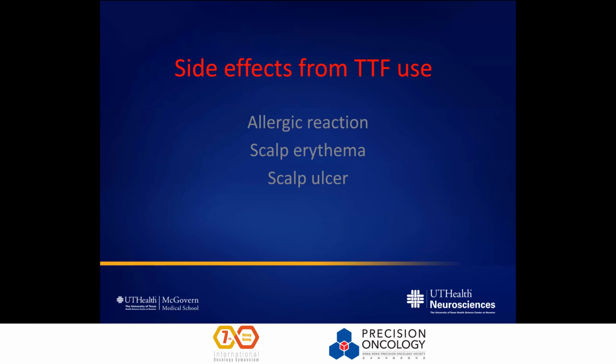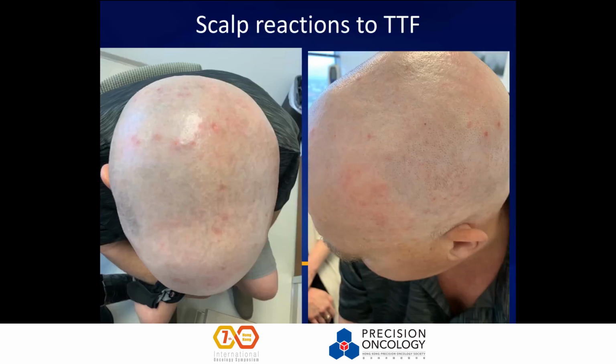Usually it's reversible. Sometimes they can be really bad, causing an ulcer, so it requires a long-term break from the TTF to recover. This is an example of a rash of the scalp that is actually allergic to some degree for this patient, to either the gel or the array, I think, the material. So we give them an antihistamine, and sometimes we have to give them prednisone to reduce that reaction.